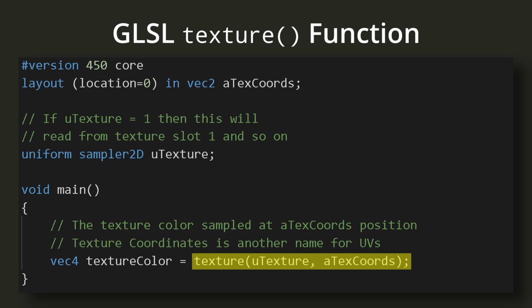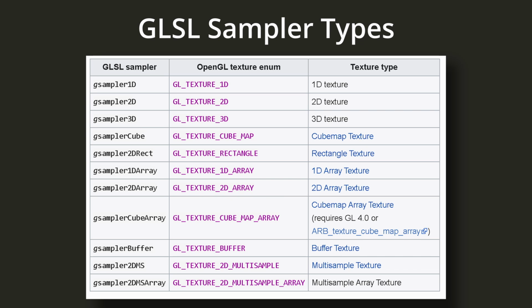Now that we have a uniform with the texture attached to it, we can simply read from that uniform using the GLSL built-in texture function and a UV coordinate like this. Now, there are several different types of samplers for different types of textures. For instance, you can use a samplerCube for a cube map texture. You can read more about the different sampler types in a link in the description.